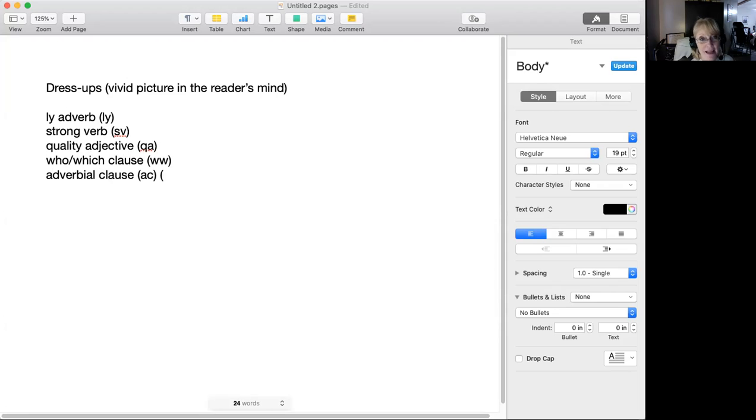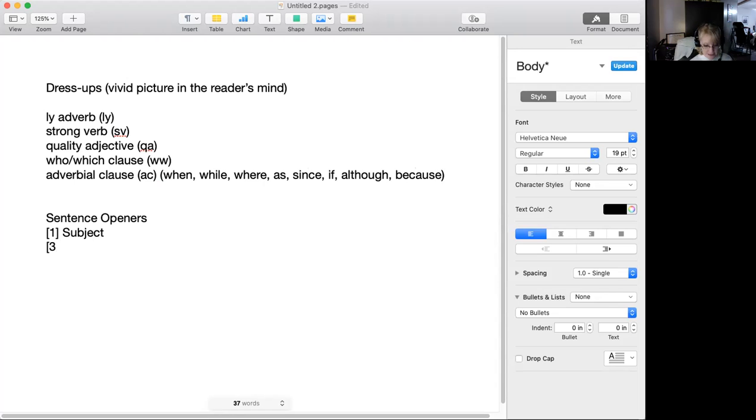Just a reminder, an adverbial clause can be any one of these words, but the easiest usually for people is the because. And then you have your sentence openers. Your first one is a number 1, which is when the first thing in your sentence is the subject of the sentence. Find your verb and who's doing it, that's your subject. And we also know a number 3 sentence opener, which is an ly adverb. That's the first position in your sentence. Make sure that you're not marking your sentences that are number 3 openers as counting that ly as both your opener and your ly dress-up. An ly dress-up is not in the first place in the sentence.